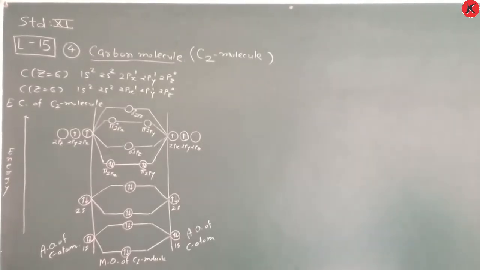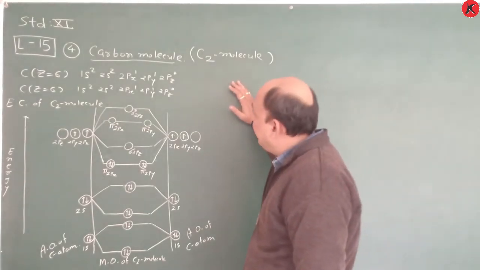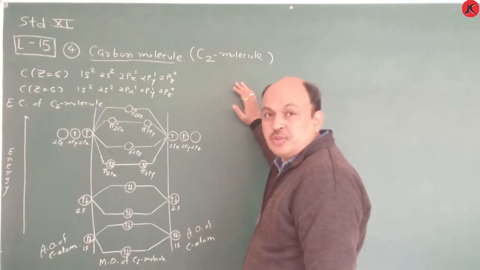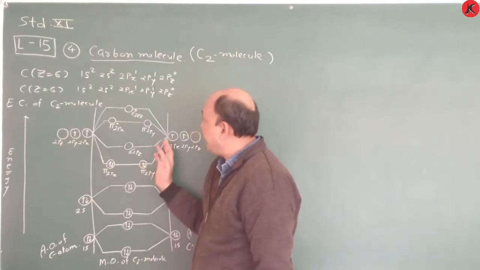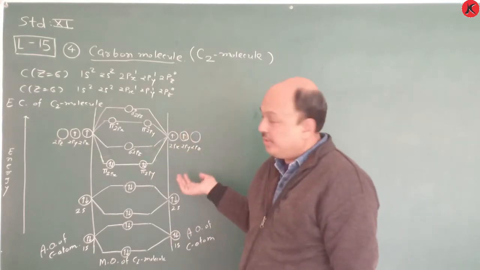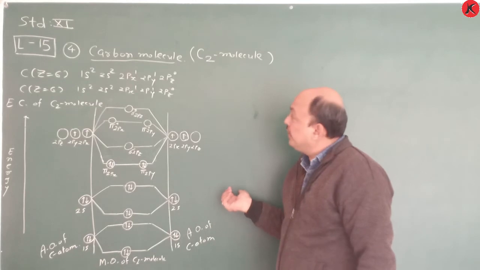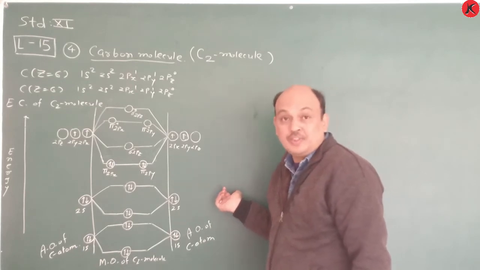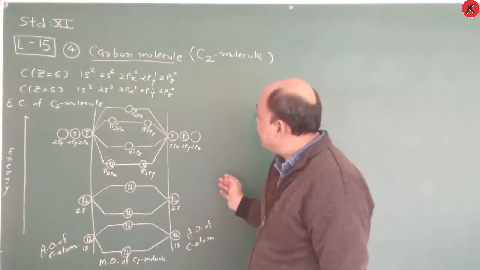Now here is the molecular orbital diagram of the C2 molecule. But suppose you have to draw the boron molecule. At that time you have to remove this 1 electron, and from that you write the molecular orbital diagram of the B2 molecule, the boron molecule, which is not included in your NCERT textbook.